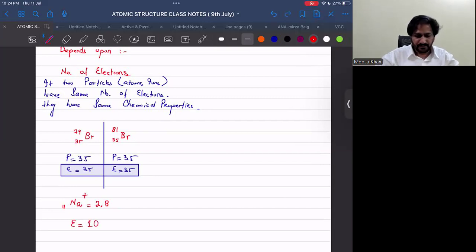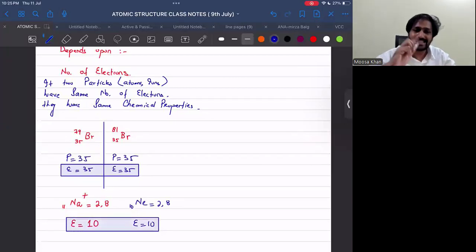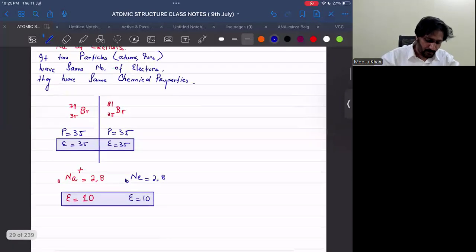10 electrons. And if we compare this sodium ion with a neon atom, neon has an atomic number of 10. It means it has how many electrons? 10 electrons. So both of these particles, one sodium ion, the other neon atom, they have same number of electrons. It means they have same chemical properties. So these two have same chemical properties, a sodium ion and a neon atom.